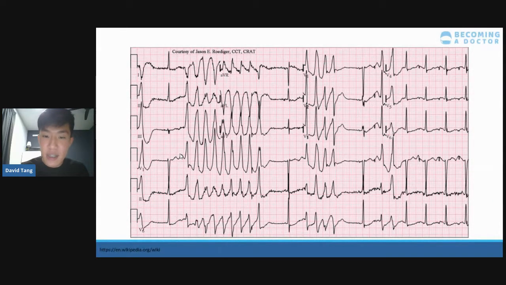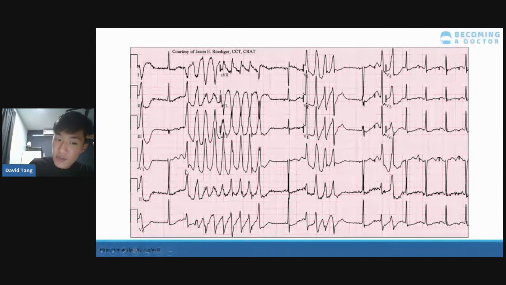So polymorphic, they differ from monomorphic VTs. So VTs, they are tall waves, but they are actually of the same height. So as you can see here, there are differences in height. Some are taller and some are shorter.